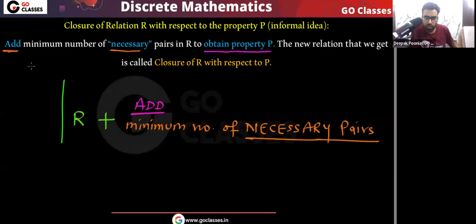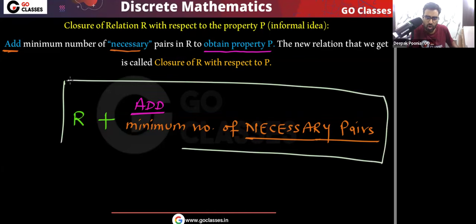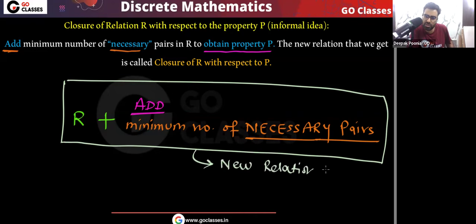And what should happen? We are adding minimum number of necessary pairs, but what should happen? Overall, this new relation must satisfy property P. So what should happen? This new relation, let's call it new relation S. But remember, this new relation S must satisfy property P. It must have property P.